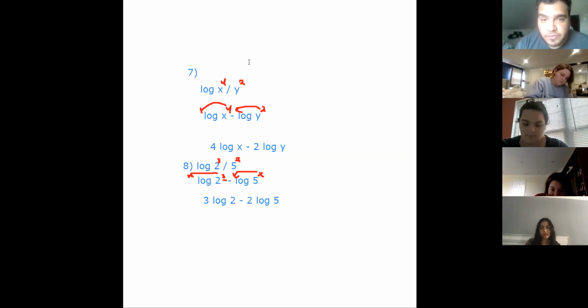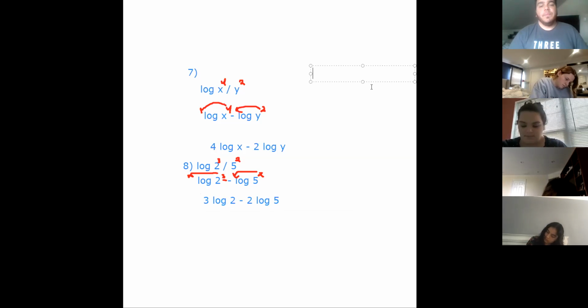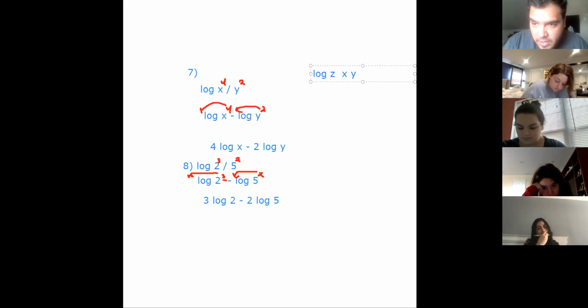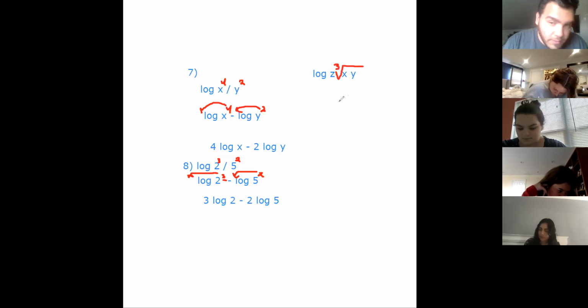All right, number 9 is a tricky one because now we're dealing with a cube root. So now we have to recall something from chapter, I think 2 or 3, which is about how we rewrite exponents. I think it was chapter 3. So it's going to be log base 3, z, and then x and y are in a cube root. So I'm going to rewrite that. And x and y is in the cube root. And this is base 3.